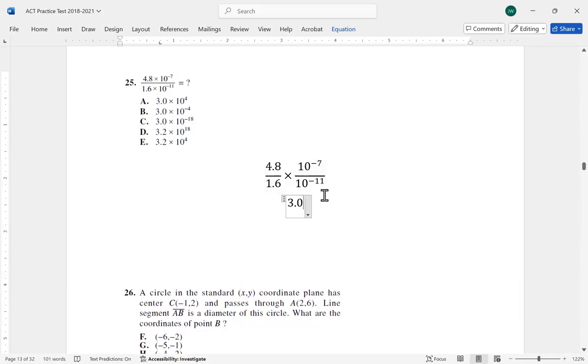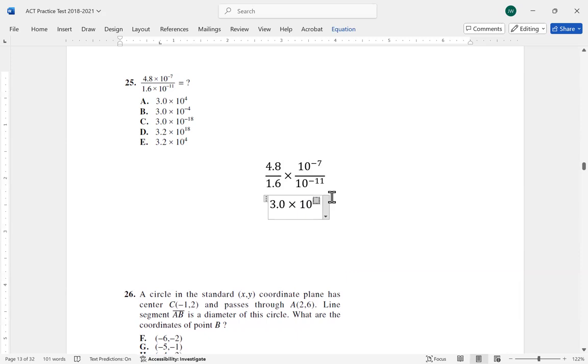Rules of exponents say that since we have the same base here, in the exponent you would take negative 7 minus a negative 11. That is the quotient rule of exponents. Negative 7 minus negative 11 is negative 7 plus 11, which is 4.